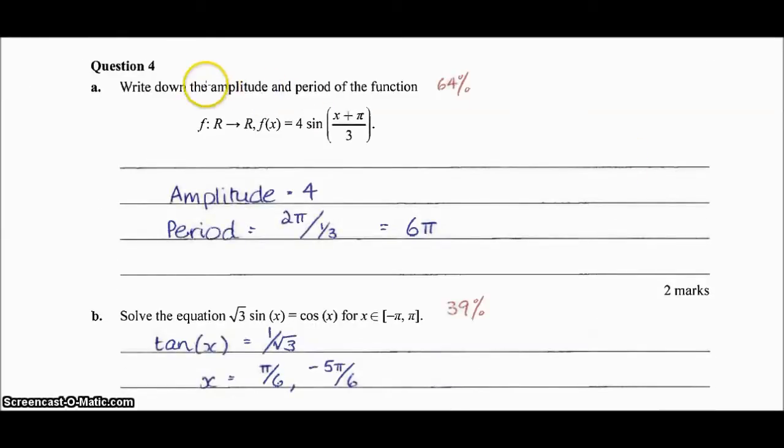Alright, question 4. Write down the amplitude and period of the function. Another real gift of a question, very easy. The amplitude is 4, and the period is 2 pi on 1/3. 2 pi on 1/3 is 6 pi. 64% got that right. I'd say the people that got it wrong probably stuffed up the period.